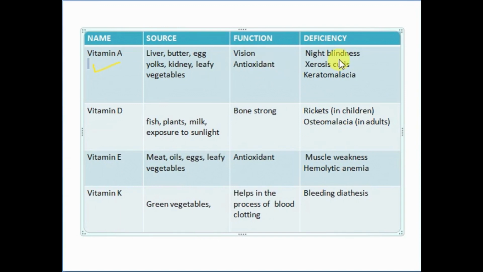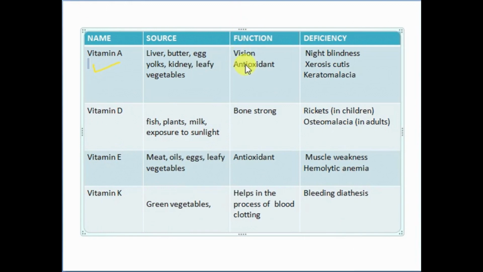And if you have deficiency in vitamin A, then these are the diseases which one can go through. Okay, blindness, xerosis, keratomalacia, these are the deficiencies vitamin A causes. Then we have vitamin D. The sources of vitamin D are fish, plants, milk, and exposure to sunlight. Exposure to sunlight is also a main source of vitamin D.